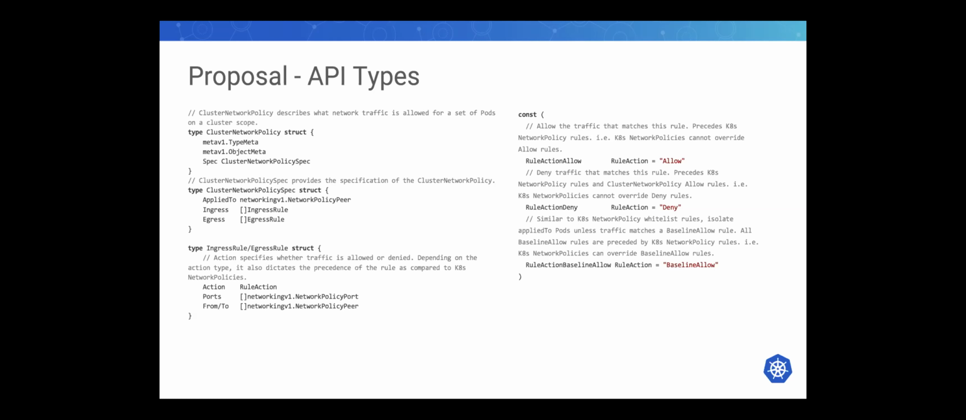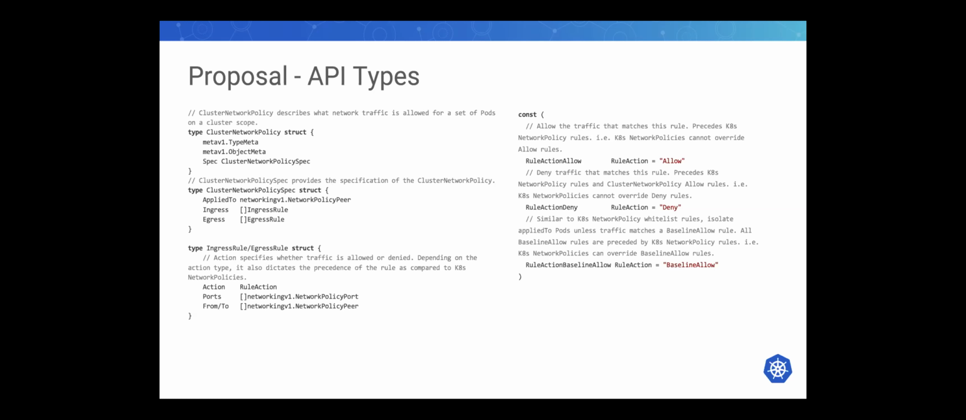And then the third action that we introduced is a baseline allow. A baseline allow is evaluated after all the Kubernetes network policies are evaluated. So essentially, this lies at the bottom of the precedence hierarchy.